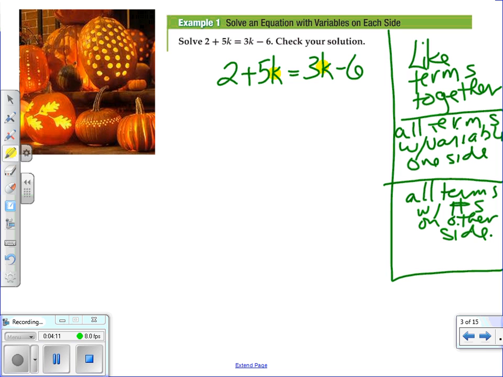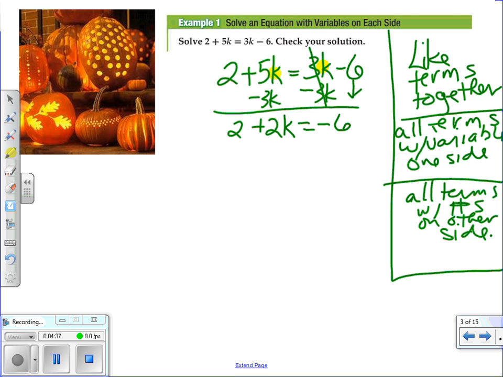So what I'm going to do is subtract 3k from both sides. Could I have subtracted 5k and moved it over here? Yes, I could have, but it would have left me a negative number. So I try and avoid those when I can. So here that leaves me with 2 plus 5k minus 3k is 2k equals, what do we have left? Negative 6.